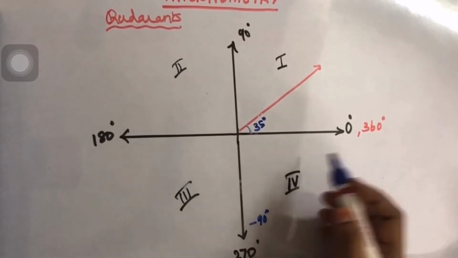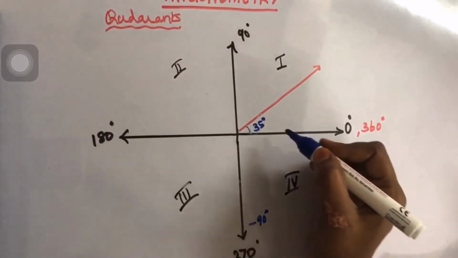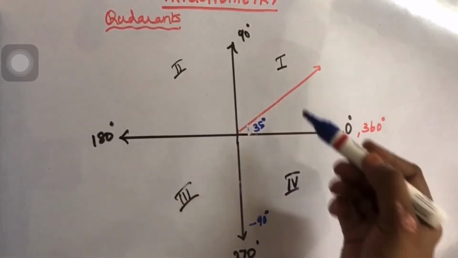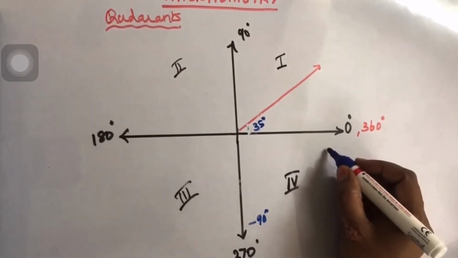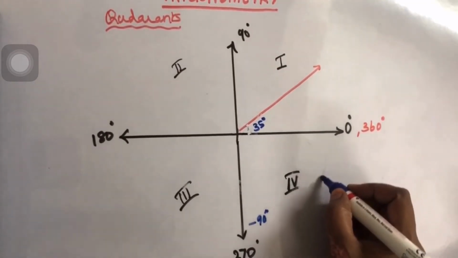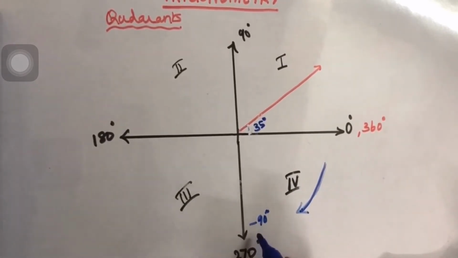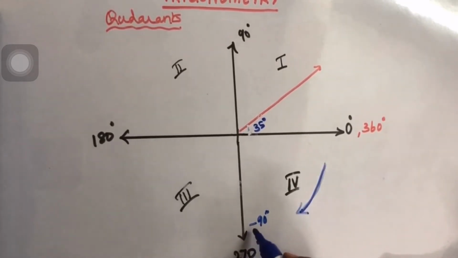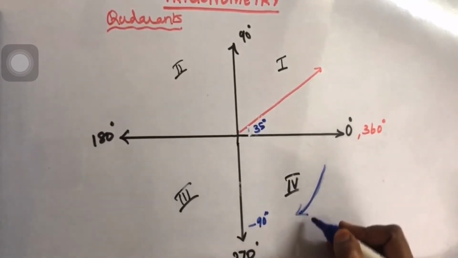We have to measure the angles in the anti-clockwise direction, not in the clockwise direction. Likewise, in the anti-clockwise direction only, we used to draw or measure angles. If I come in the clockwise direction, then my angle will become negative. Okay. I start from 0, if I come to this position, then it is minus 90 degrees. So, 270 is also known as minus 90 degrees because I measured the angle in the clockwise direction.